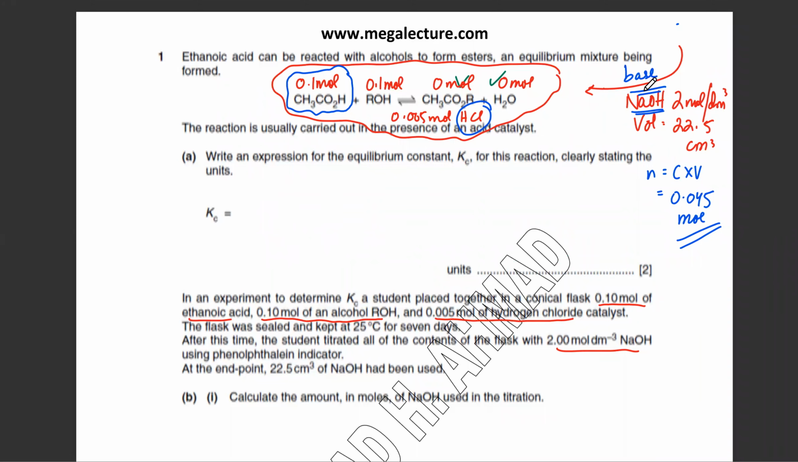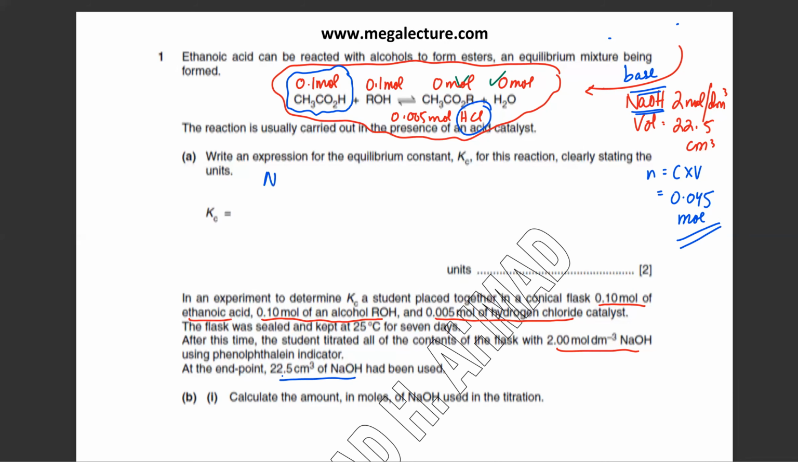It's the same. He's already told us that 2 mole per dm cube of NaOH was used, and the volume that was required was 22.5 cm cube. The volume and concentration is already given that during the titration, when he mixes the NaOH and reacts it with the whole mixture, this is the amount that is used. So you can find moles, concentration times volume. Clear?